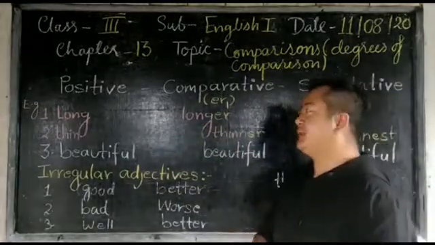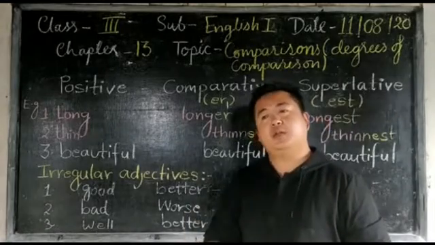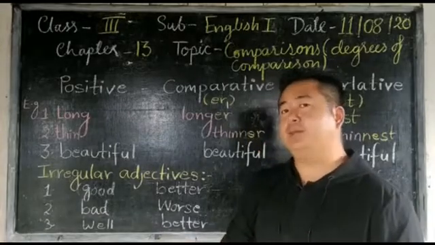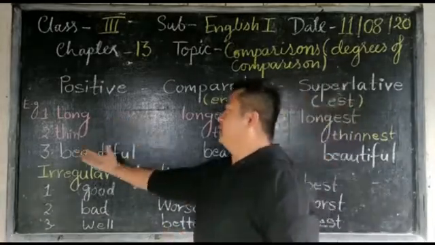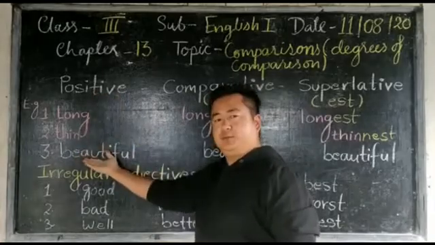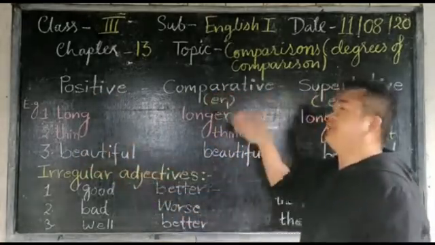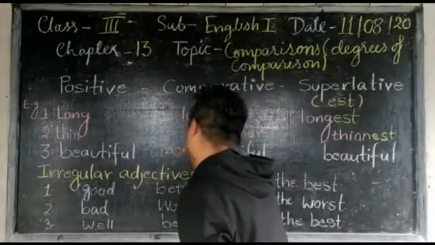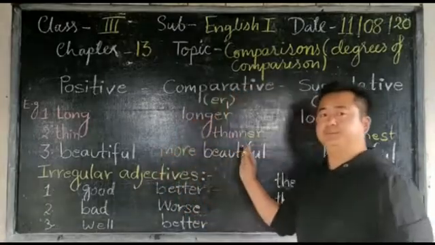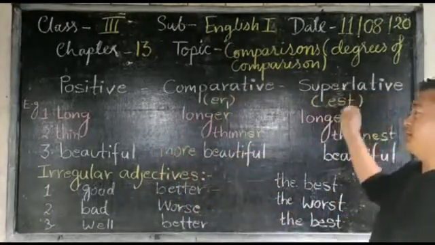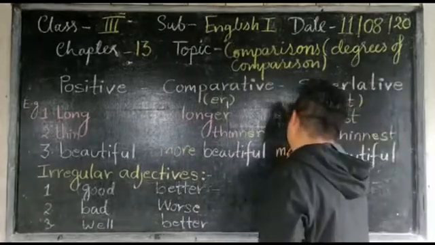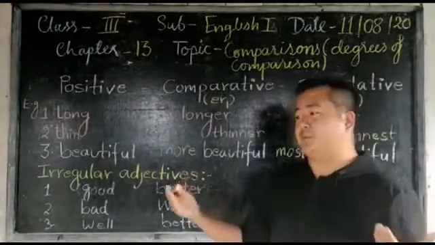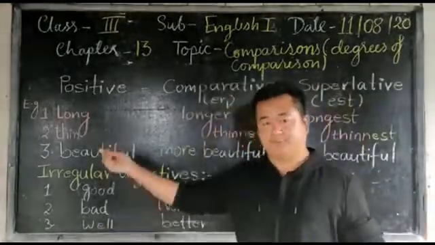In some of the cases, they use more and most. They take the form by adding more and most. For example, the positive word is beautiful. Now, as for the comparison, the comparative is more beautiful. The next, as for the superlative, most beautiful.